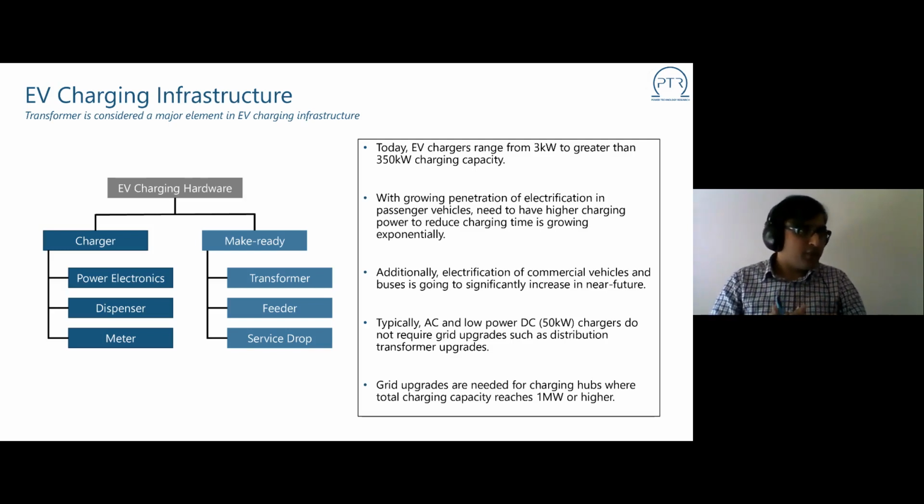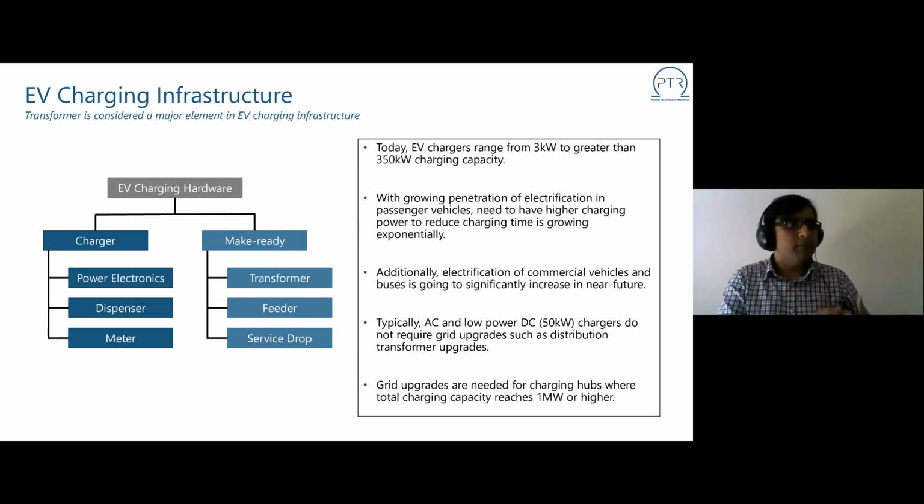That is for opportunity charging. However, for depot charging, AC high power and DC low power 50 kilowatt chargers typically make sense. But a combination of high and low power charging is going to be the case moving forward for fleet operators. Since I discussed earlier, this is where we have a cumulative effect of several chargers installed in a single place.